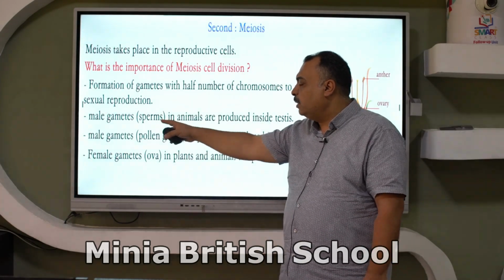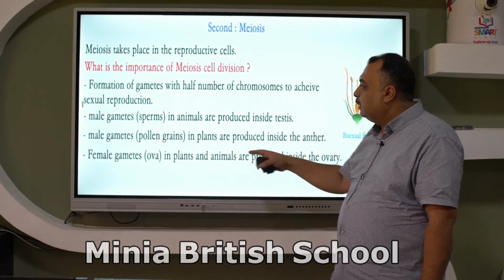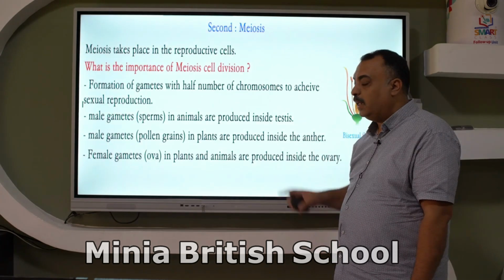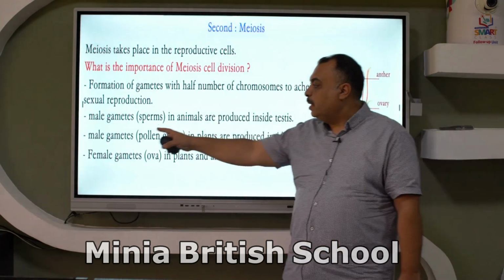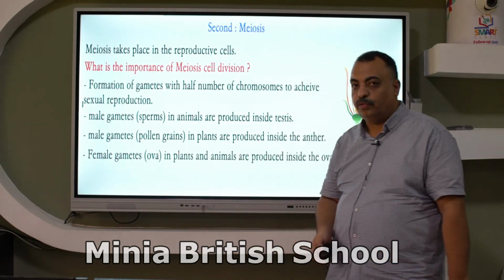The male gamete is called sperm, and the female gamete is called ovum in the human. While in plants like this, the male gamete is called pollen grain and the female gamete is called ovum also.